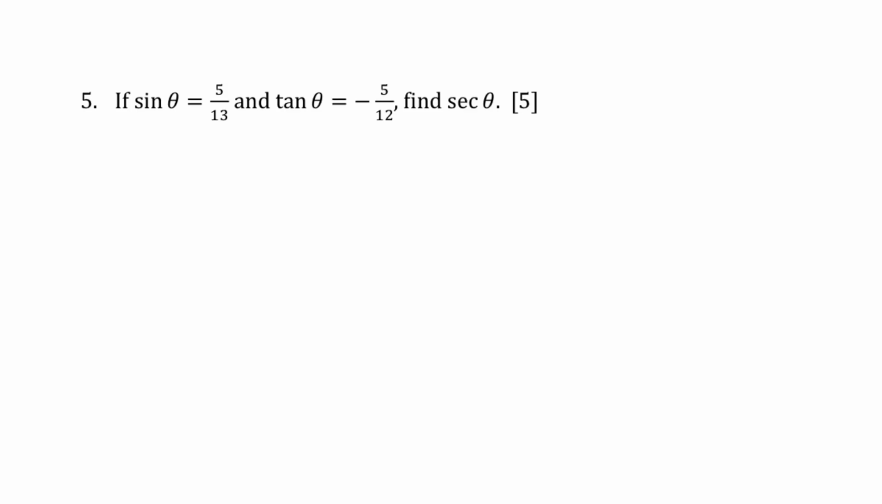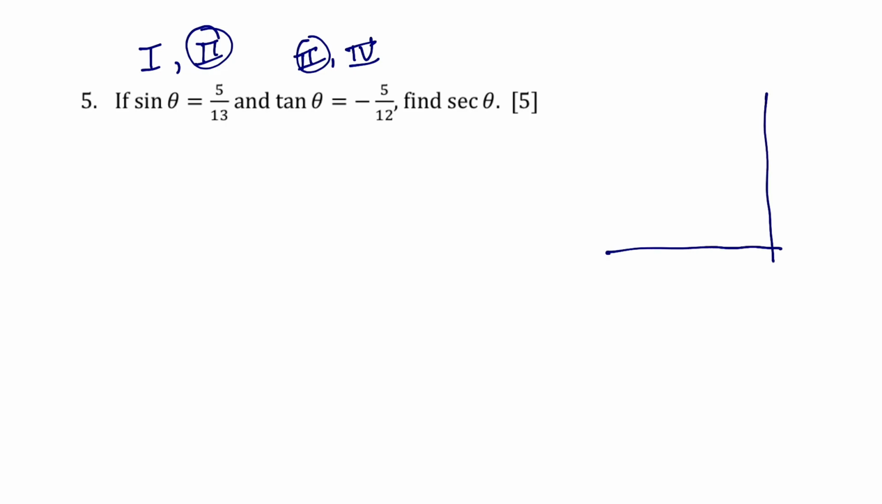So the number 5. Here it reads that the sine of theta is 5/13 and the tangent of theta is negative 5/12. We want to find the secant of theta. So I know that the sine is positive in both quadrant 1 and quadrant 2. And the tangent is negative in quadrant 2 and quadrant 4. So what they have in common is quadrant 2. So that's going to be a quadrant 2 angle.